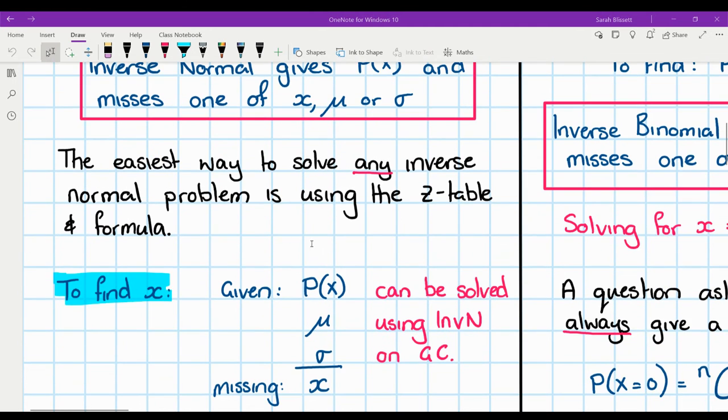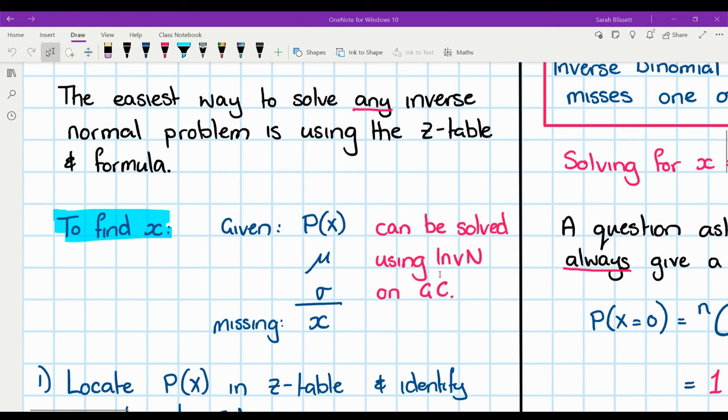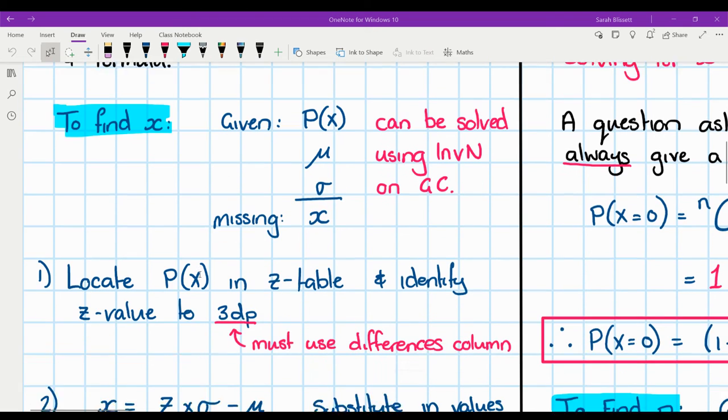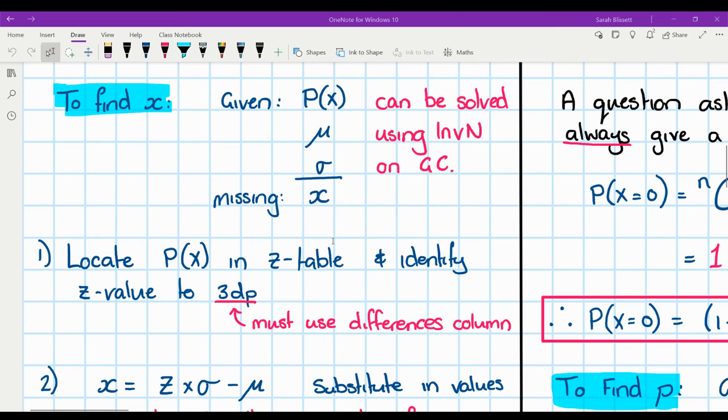So the easiest way to solve any inverse normal problem is actually using the z table and the formula. It can be used using the graphics calculator, using the inverse function if the thing that you are missing is x. However, in the z table, it's just as simple.